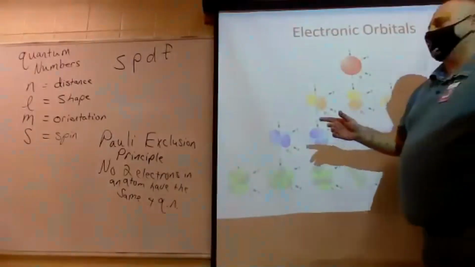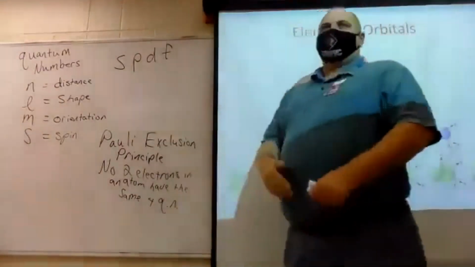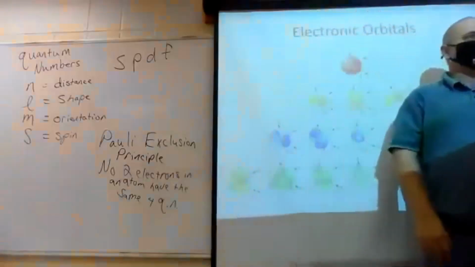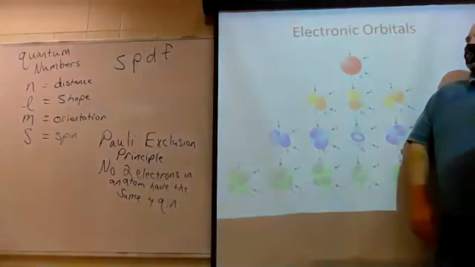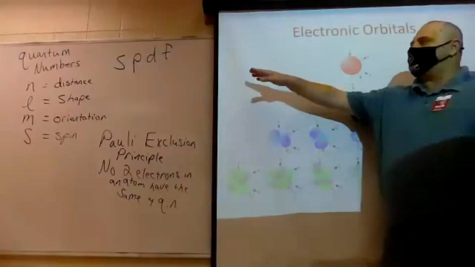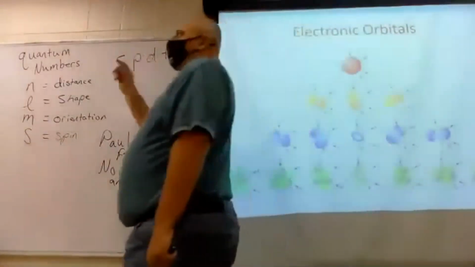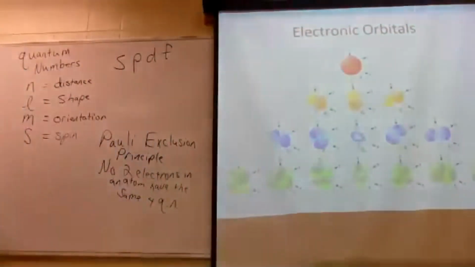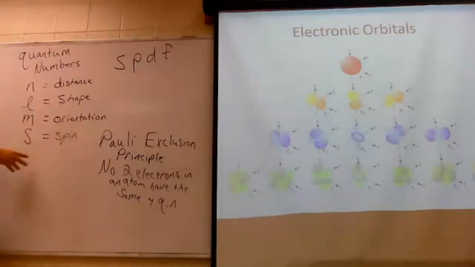No 2 electrons in an atom have the same 4. In other words, you can't put 2 cars in the same spot. All right, so these letters, S, P, D, F, you have to memorize those in order. After that, what's great about this system is when they define the rule set for these, the rules were based on the math, which happened to match what we see in nature.